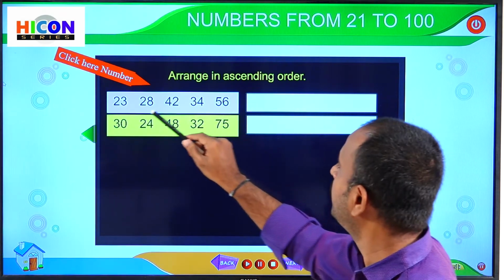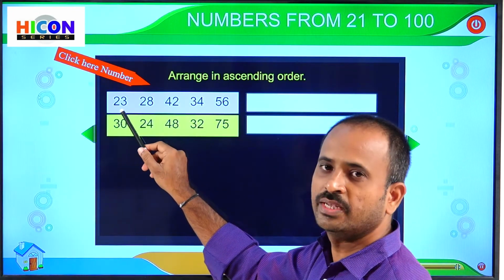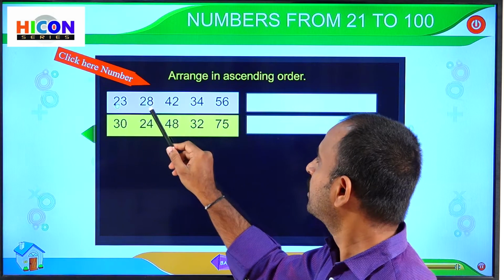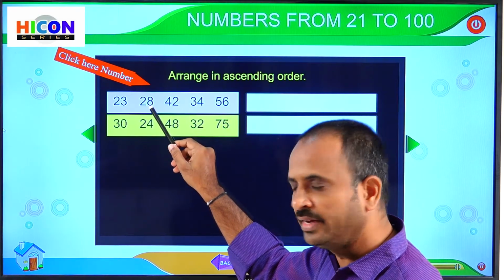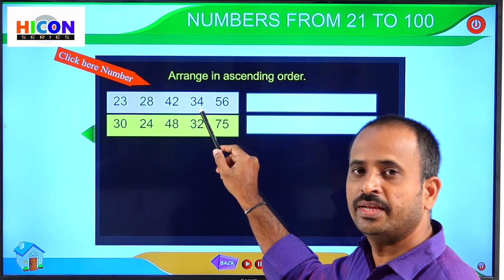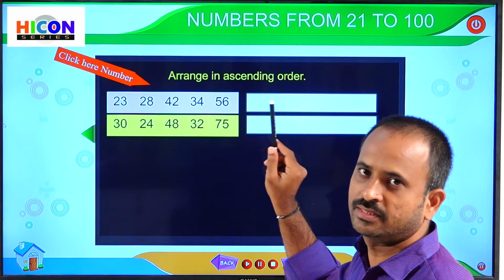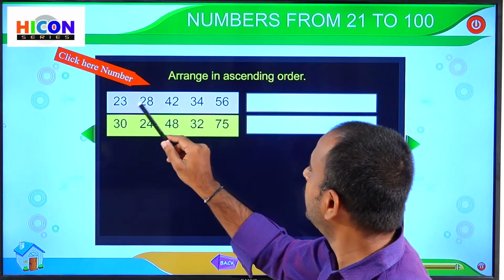Now we have to compare these numbers. They have given 5 numbers. The first number is 23. The second number is 28. The third number is 42. And the fourth number is 34. And the fifth number is 56. So which is the smallest number?